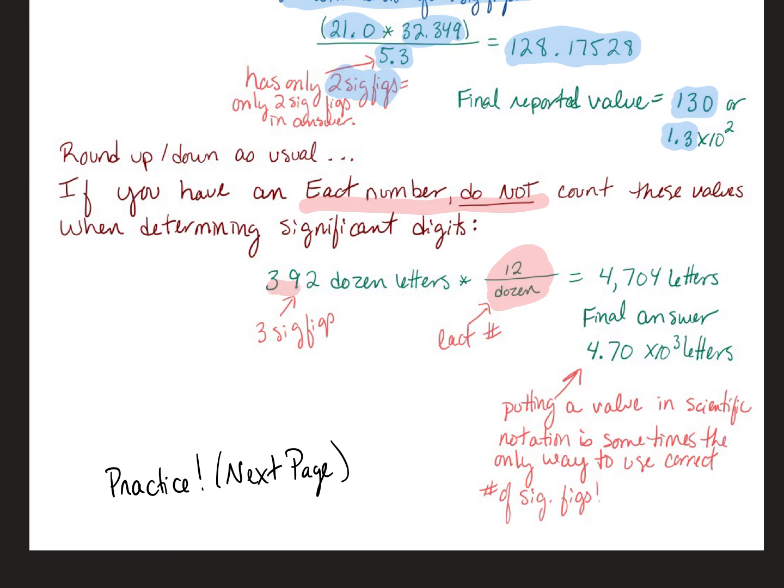So if we have 392 dozen letters and we're trying to tell how many letters that is, then that gives us 4,704 letters. So our final answer should be in 3 significant figures. Why? Because this is 3 significant figures. And you might say, ooh, how do I do that? Because if you say it's 4,700, then that looks like it's 2 significant figures. Well, that's where scientific notation comes into play. That's about the only way that I know of to really show that there's 3 significant figures there. So that's something to keep in mind.